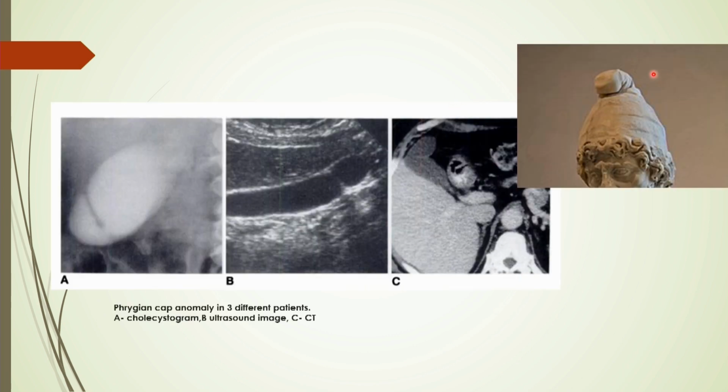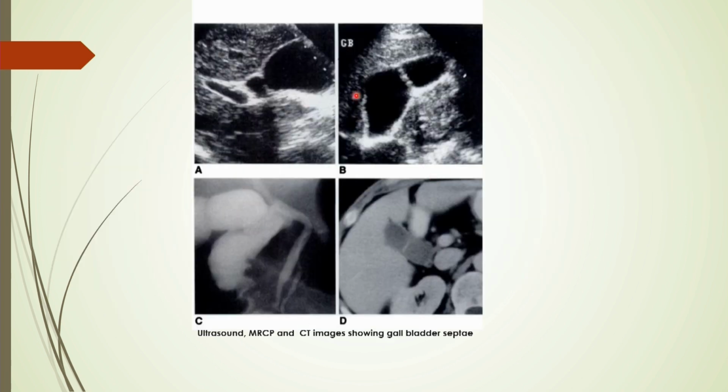Phrygian cap is an ancient Greek cap with its folding at its tip. Here we can see the CT cholecystography and the ultrasound images showing Phrygian cap. Septations, here we can see ultrasound and CT images showing septations within the gallbladder.